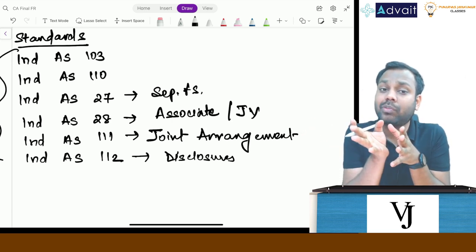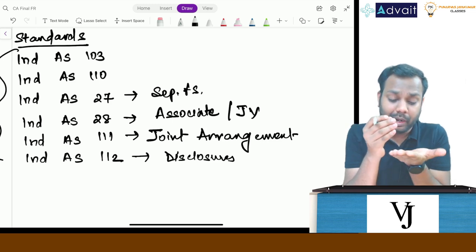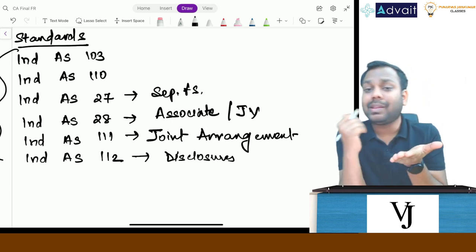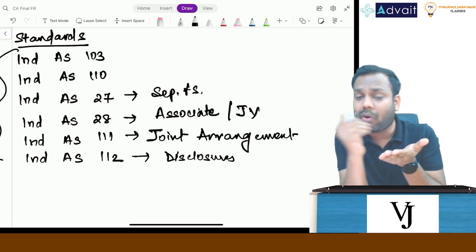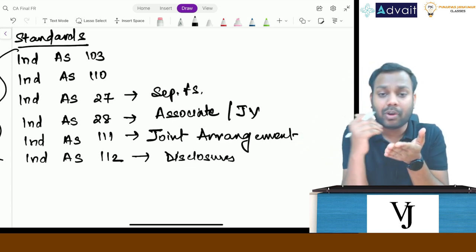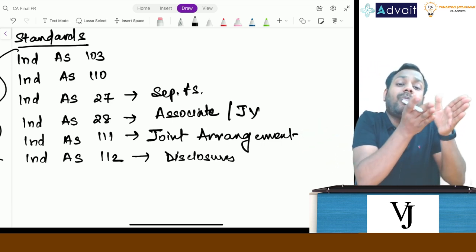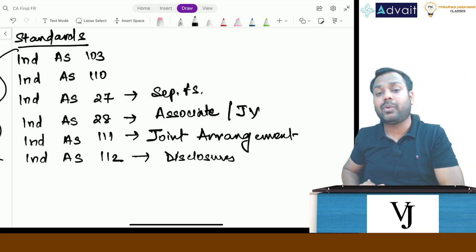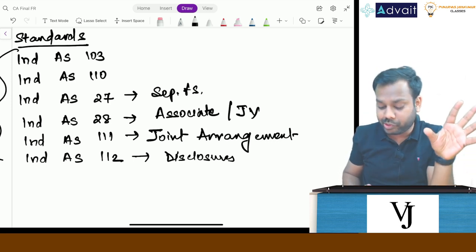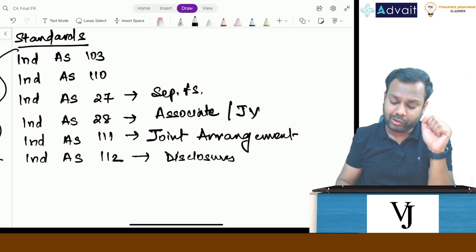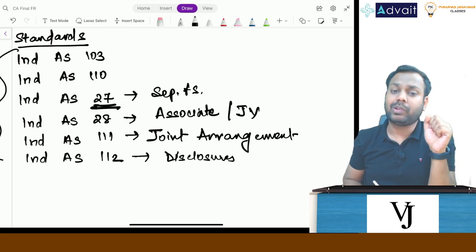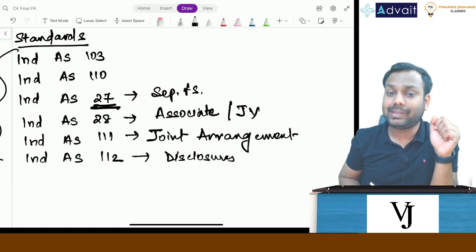But understand, that is a consol FS. We need to understand what should be the accounting treatment of the interest that the parent has in the subsidiary or the associate or the joint venture or a joint operation in the books of parent company as a standalone, which is covered under Ind AS 27, which discusses about separate financial statements.